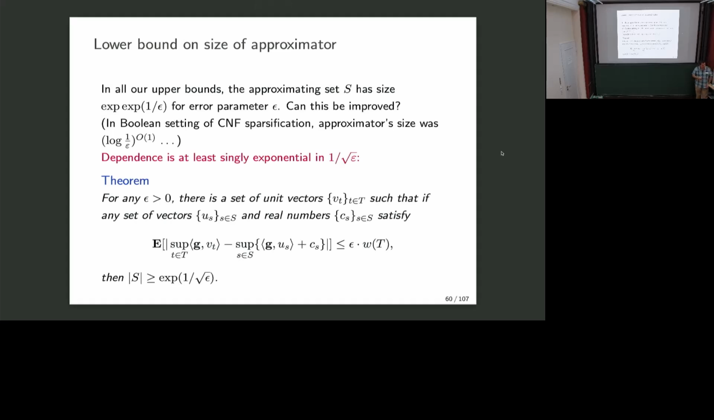So you can argue that the only way to do this kind of approximation is that you need at least 2 to the 1 over square root epsilon many sets. You can't hope for polylog 1 over epsilon. You can't hope for poly 1 over epsilon. We don't know whether the right answer is singly exponential in 1 over root epsilon, or doubly exponential in 1 over root epsilon, but we're not off by 3 exponentials. We may be off by 1 exponential, of course. Okay.